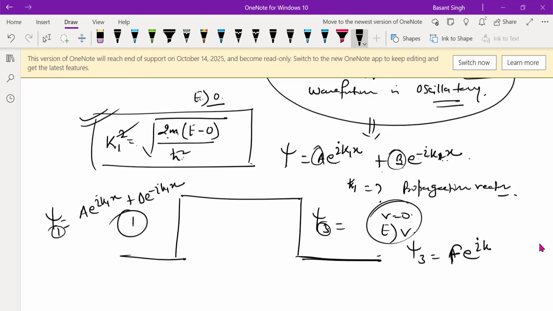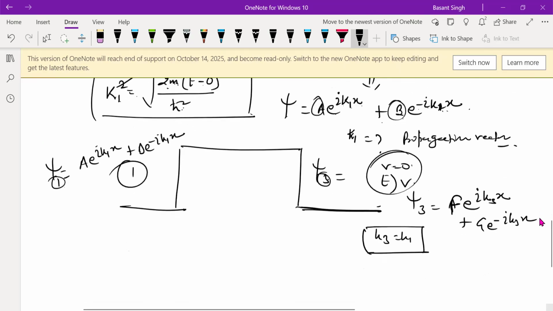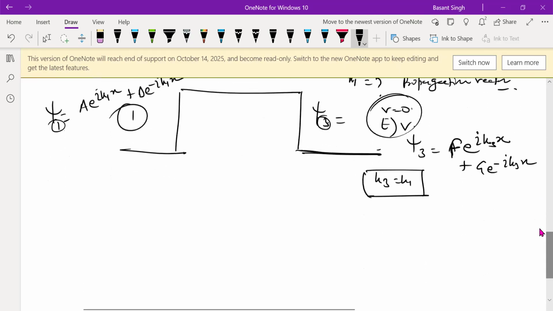So you can write F e to the power i k3x plus G e to the power minus i k3x, and here you see that k3 is equal to k1. Okay. Now, for the second region, what will be the wave function for the second region?